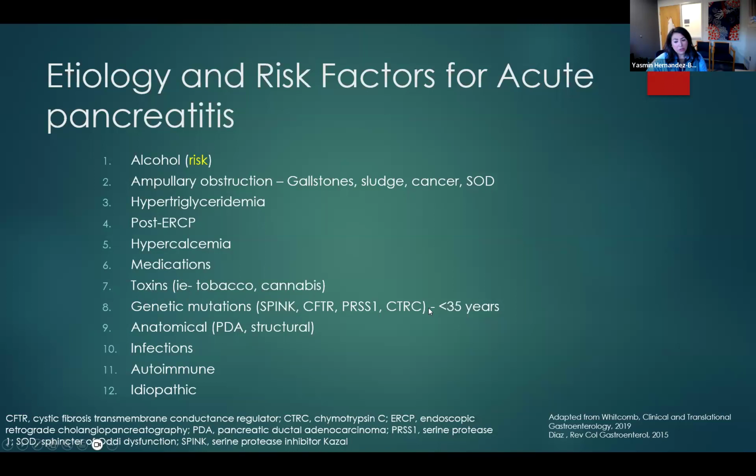Of course, in young patients with a family history or recurrent acute pancreatitis, you want to think about genetic mutations and anatomical or structural causes, and especially in older patients with their first episode and no other clear cause, always think about pancreatic cancer. Infections or autoimmune causes are also risk factors.